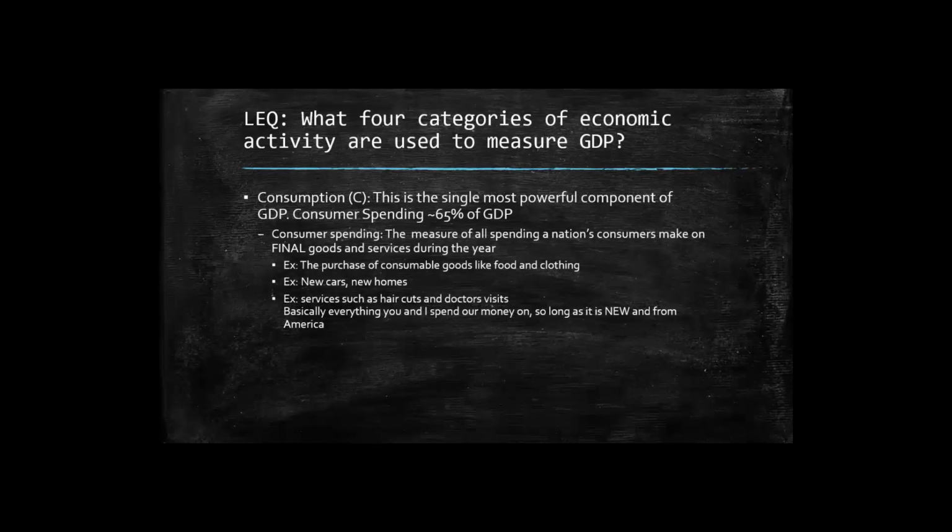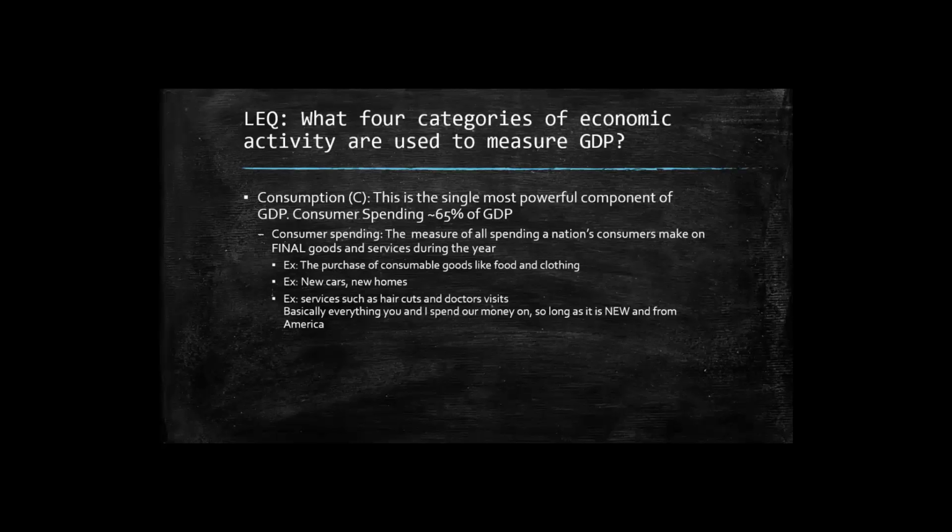So here we go. Let's look at that C right now. Consumption, sometimes called consumer consumption. Now, consumption is the single most powerful component of GDP. In other words, that C part of the equation represents about 65% of all GDP. So consumption is quite simply what you and I buy. It's as simple as that. It represents all spending of a nation's consumers on final goods and services during the year.